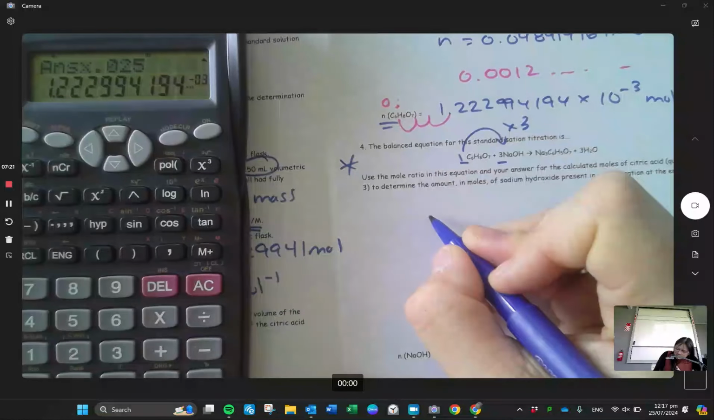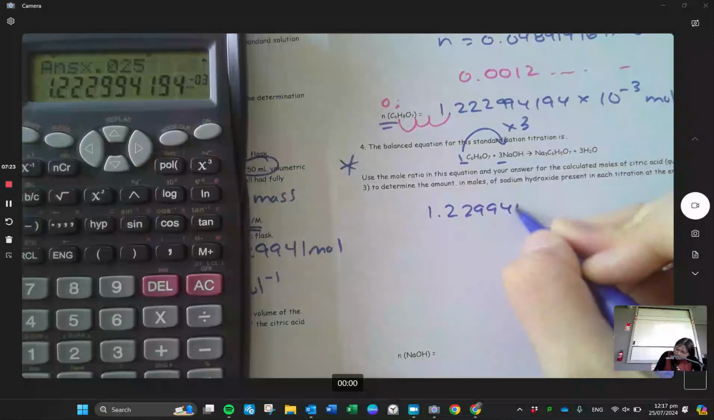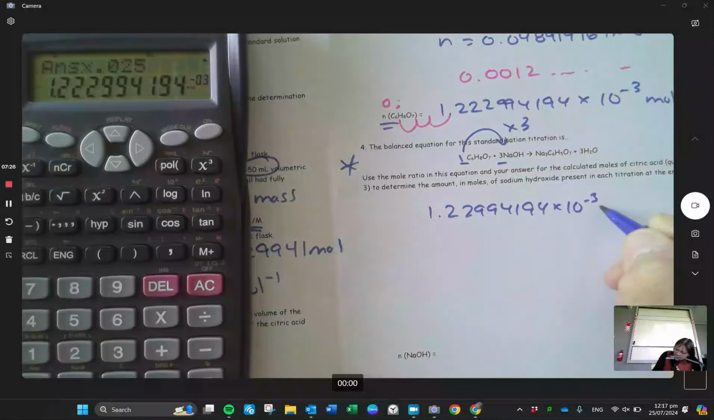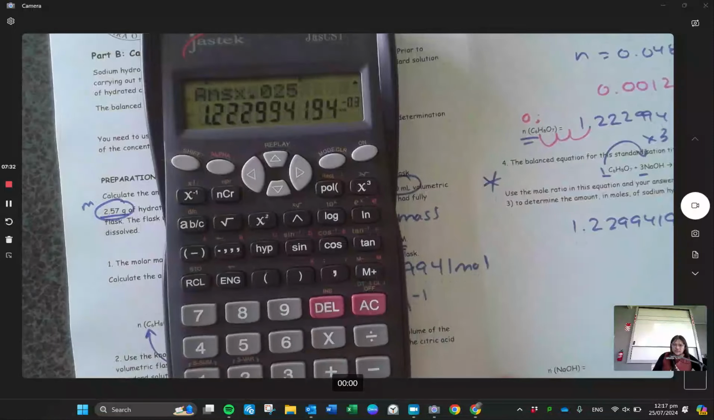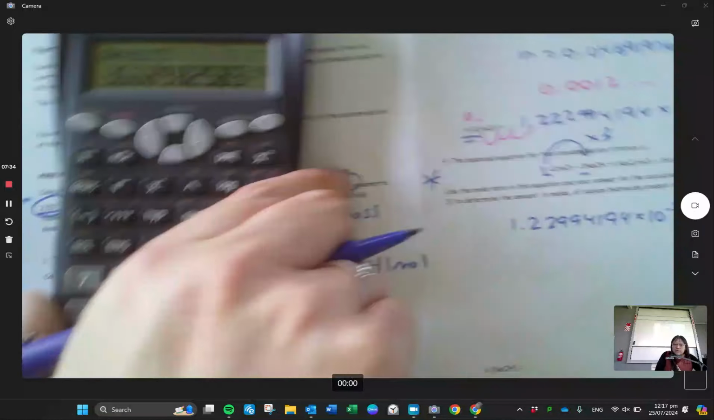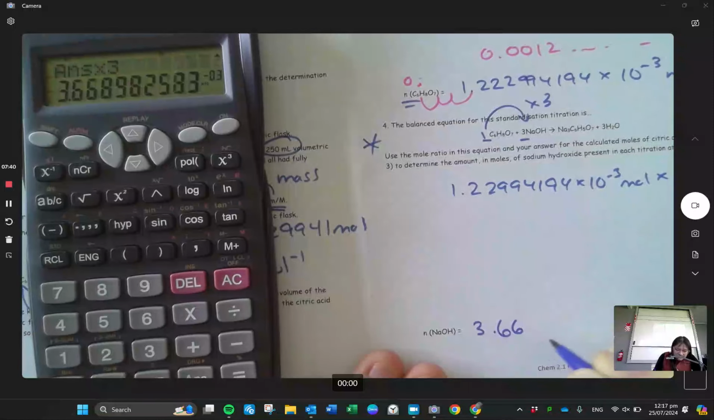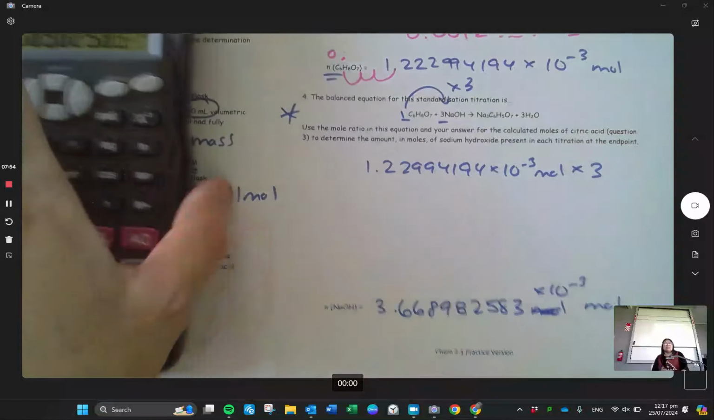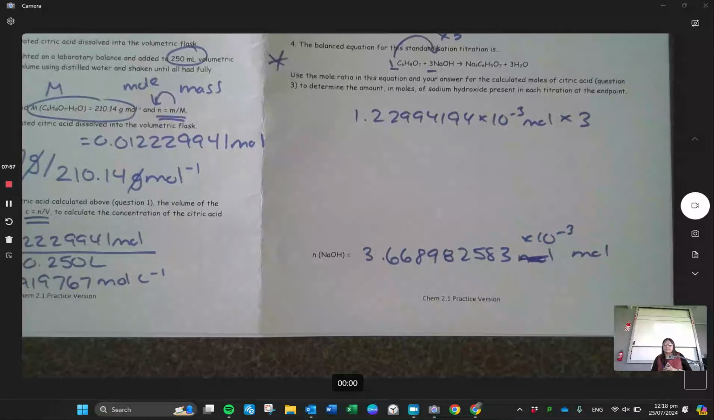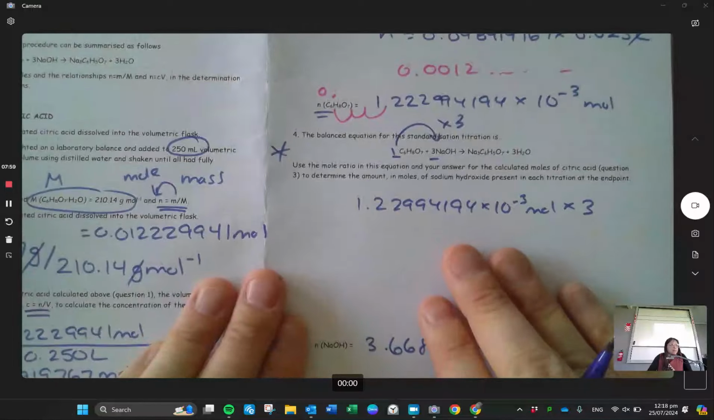So I take this number, and that's in mole. I times it by 3. It's still in mole. Take that number, times it by 3. Enter. And then that's a nice long number. It is 3.668982583 moles. Or sorry, times 10 to negative 3 moles. So that's how much base I need to neutralize my acid. We good? All right, keep going.